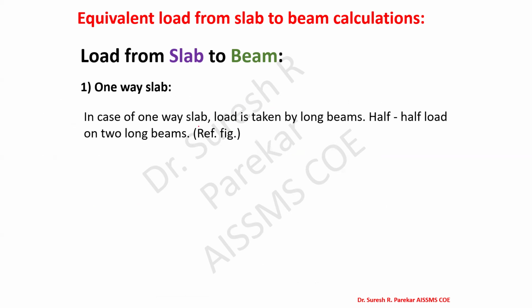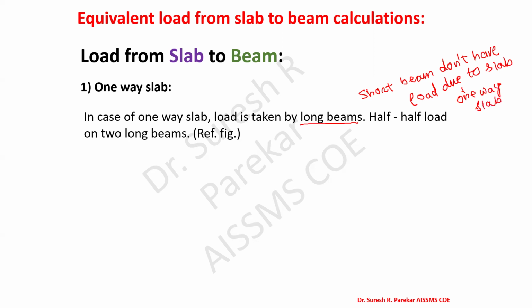In case of a one way slab, load is taken by the long beams, half on each of the two long beams. So short beams do not have any load due to the slab. In a one way slab, the total load is transferred to the long span beams.